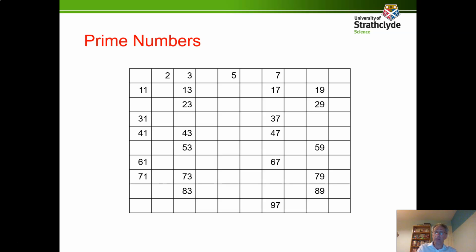So this is the sequence of prime numbers: 2, 3, 5, 7, 11, 13, and so on. What you'll notice is that there's quite a few of them to start with. So there's 4 in this row, 4 here, then only 2, 3, 2, 2, 3, 2, and only 1 in this row. 97 is the only prime number in this row here. So they're thinning out as we go along.